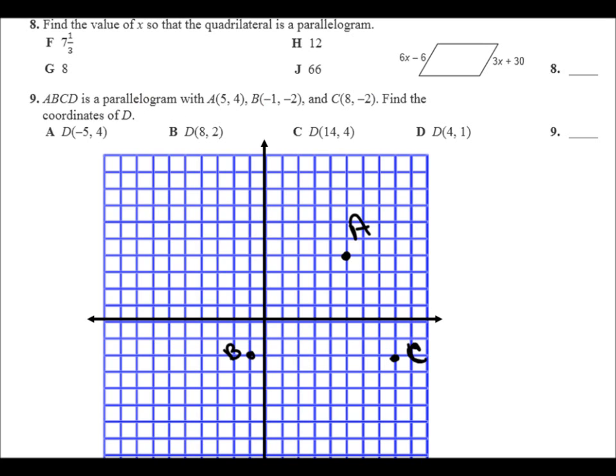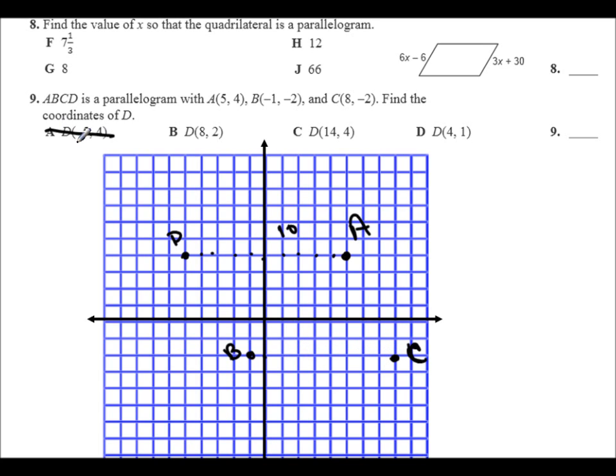So we can do this by kind of eliminating an answer choice or two and see if it even works. So if we use negative 5, 4, this looks like it could work. So we want to count the opposite side lengths and see if they are the same. So if we use this as D, we have a length of 10, and then down here, 10. And then the other one is 9.